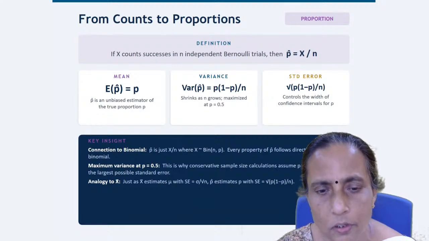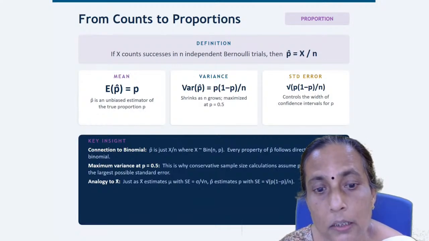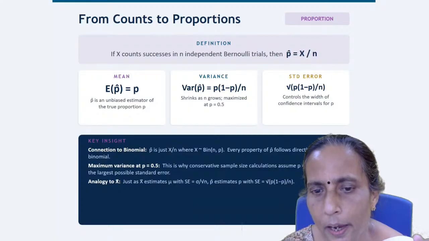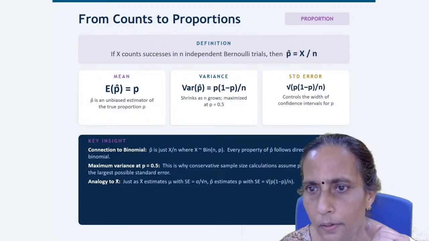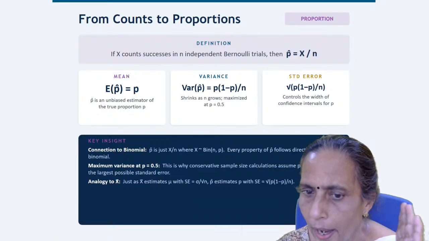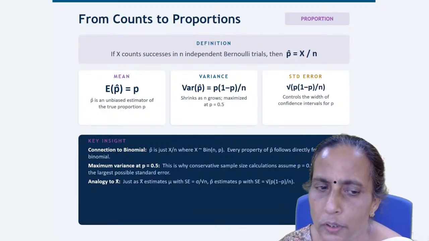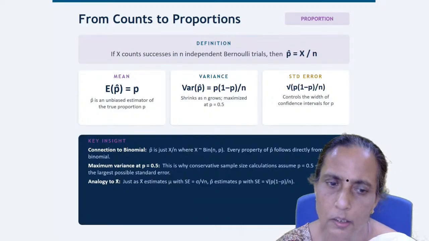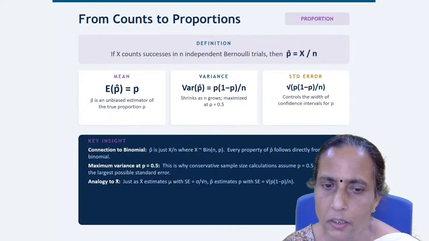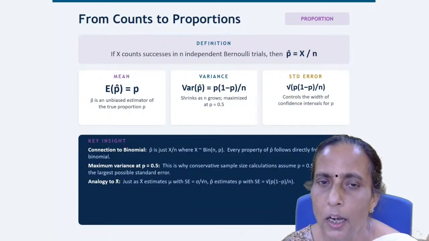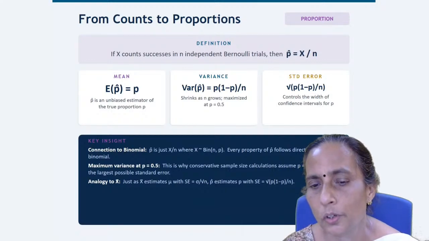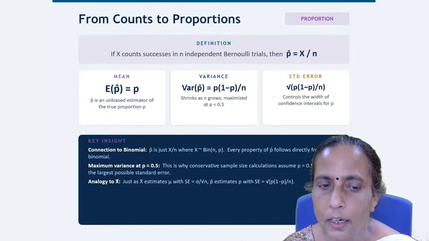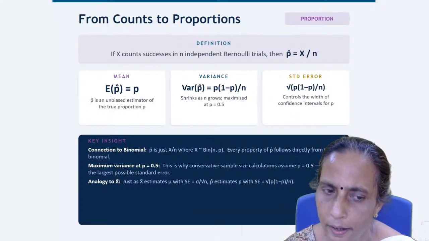Your P cap is equal to X by N, where X follows a binomial distribution with the parameters N and P. Every property of P cap follows directly from the binomial. So your maximum variance is at P equal to 0.5. This is why conservative sample size calculations assume P is equal to 0.5. It gives the largest possible standard error.